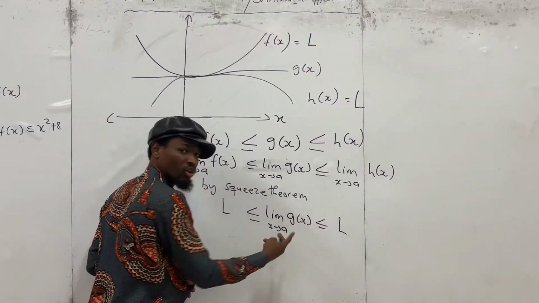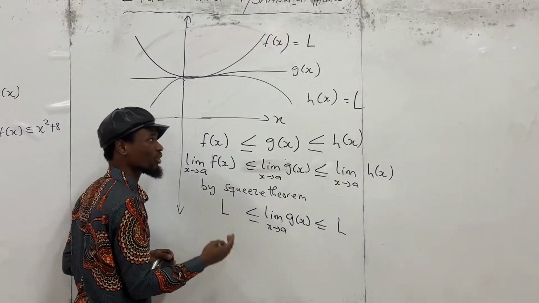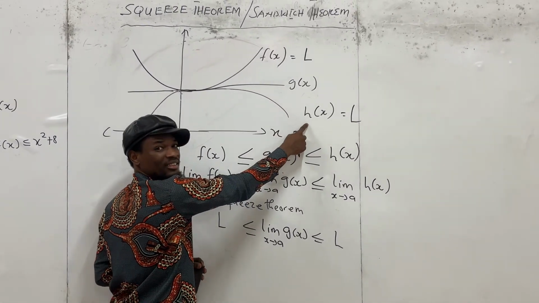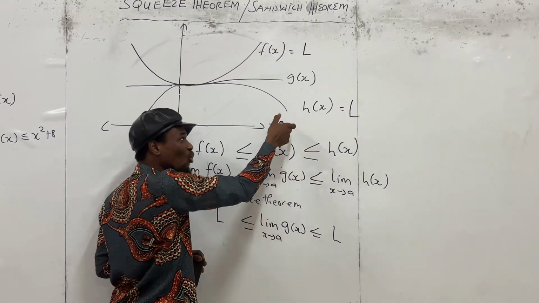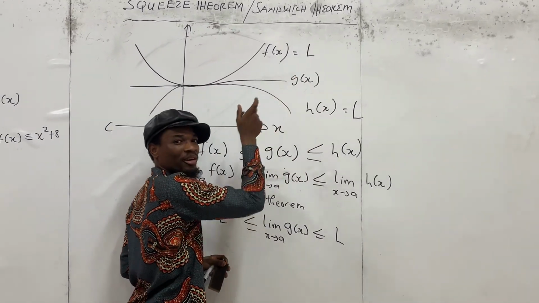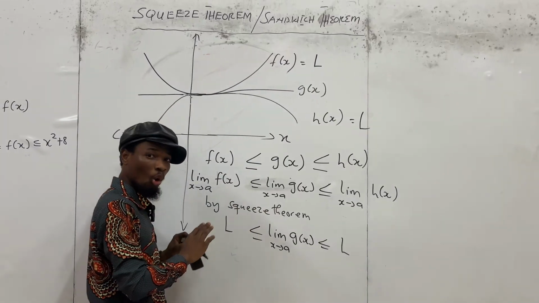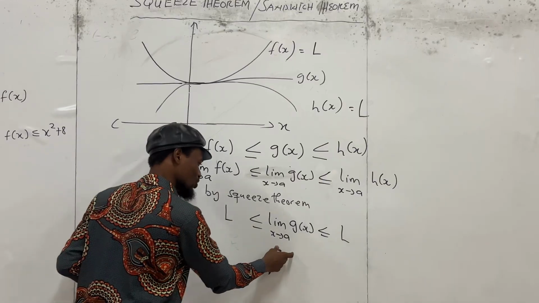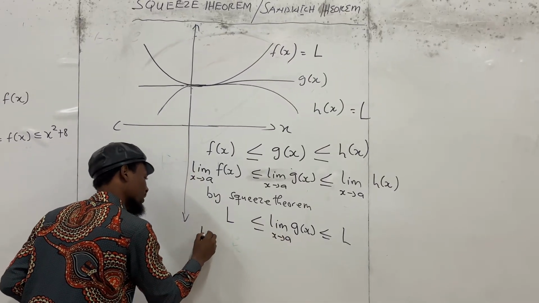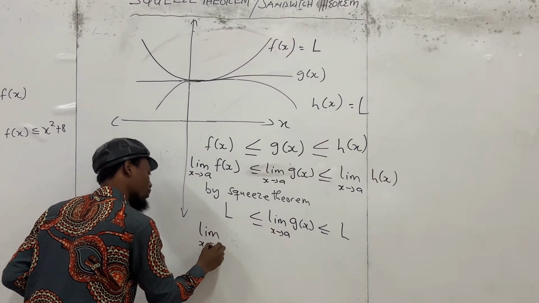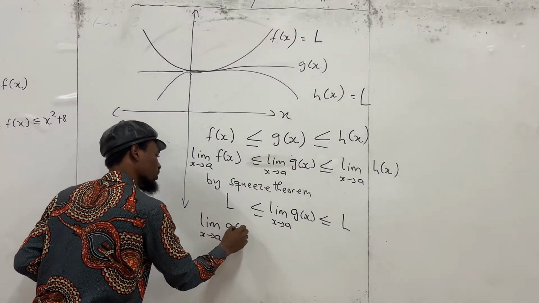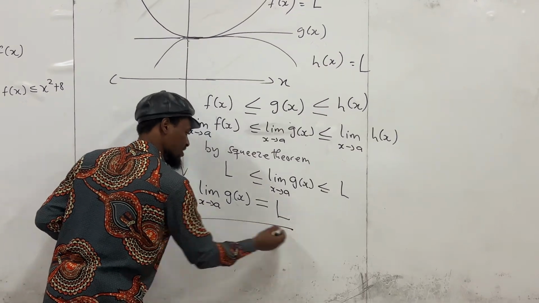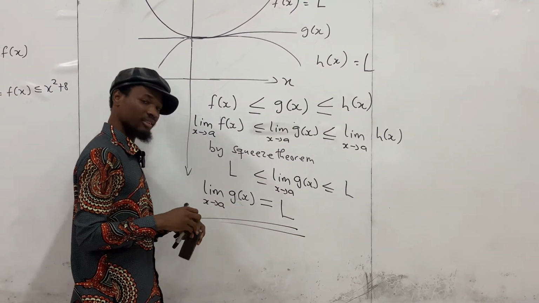So L and L, are they not the same? They are the same, right? So in other words, when this function is equal to this function, the value you get is equal to what? The limit of the middle function. That is the whole concept of the squeeze or sandwich theorem. So by the squeeze theorem, we can say that the limit as x approaches a of g of x is equal to L. As simple as that.